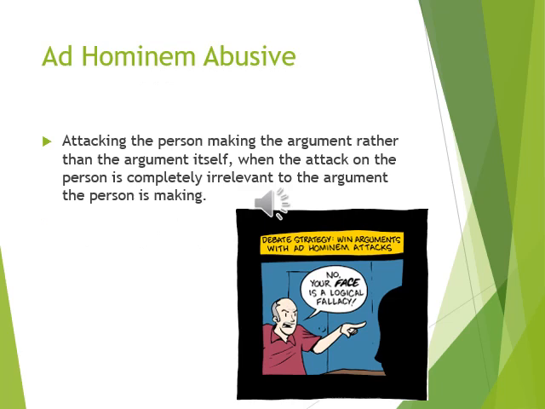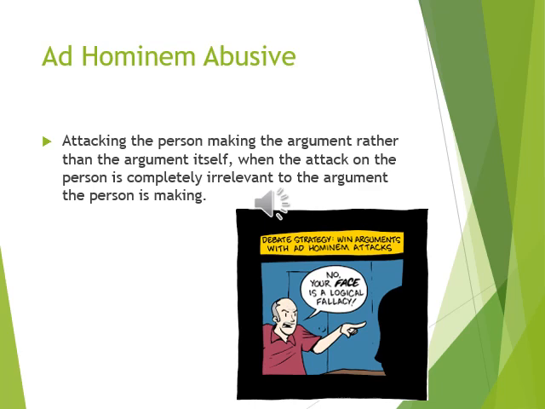The argument against the person abusive, or the ad hominem abusive, occurs when we attack the person making the argument rather than the argument itself. Now, the person making an argument is completely irrelevant to whether or not their premises support their conclusion. That is, the person is irrelevant to whether or not the argument they are offering is a good argument or a bad argument. However, as a debate strategy, attacking the person is often very effective, and you often see this in political debates, for example.